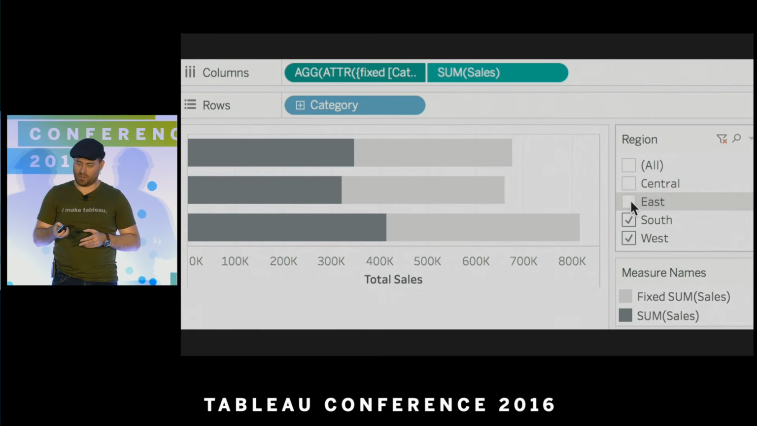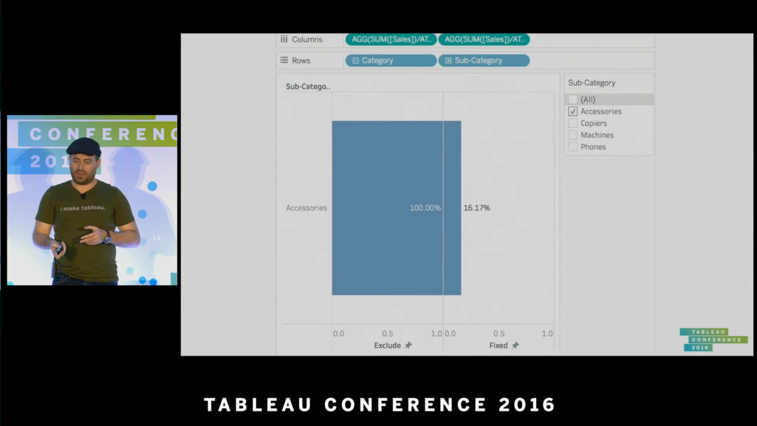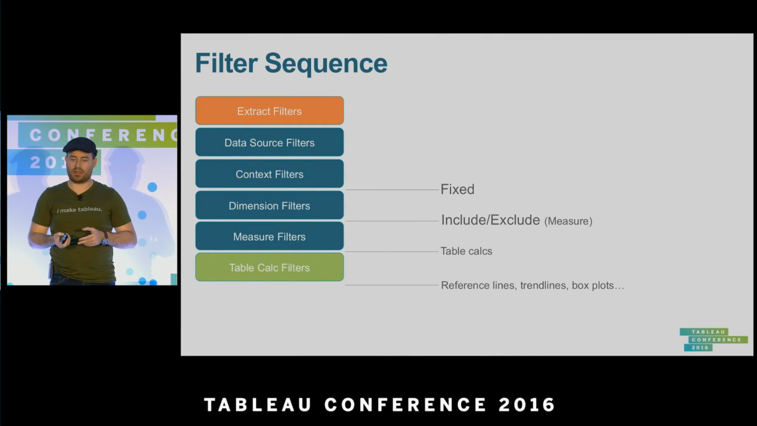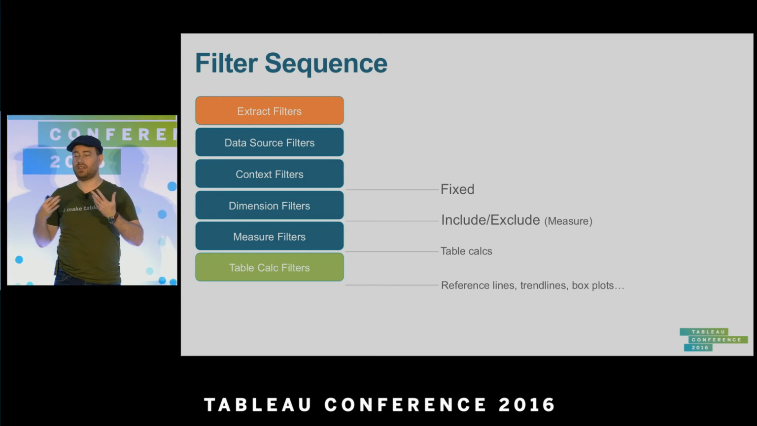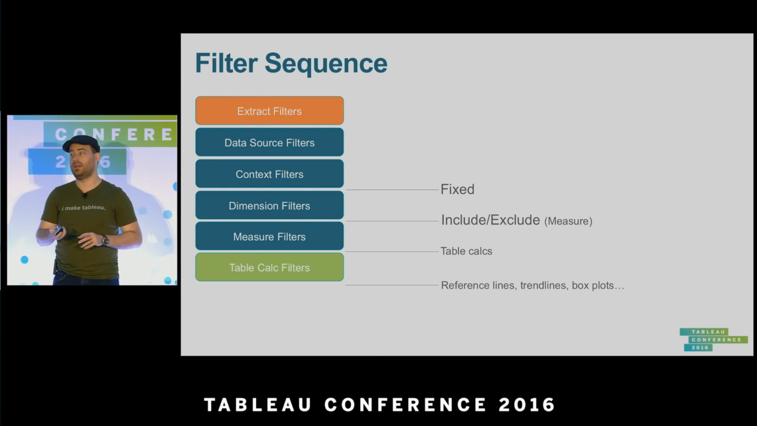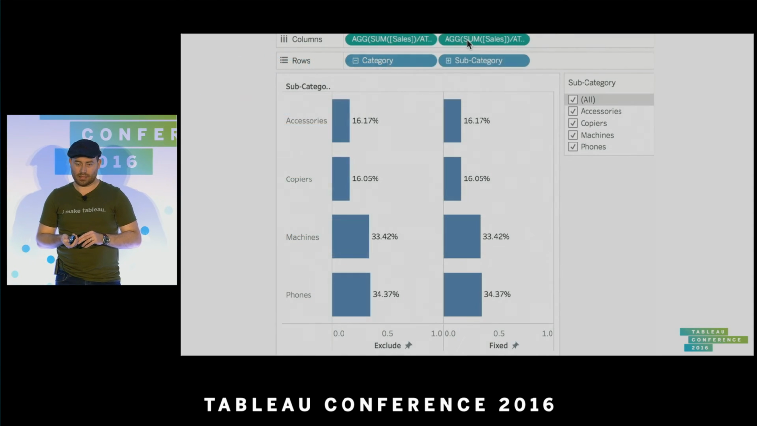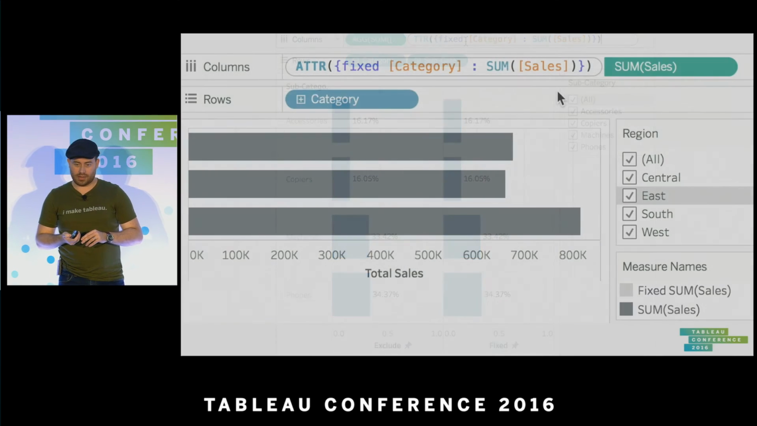And again, if we go back, if you really want fixed to be affected by the filters, since we talked about being able to take a dimension filter and promoting it to context, you just right-click on it in the filter shelf, say promote to context. Now your fixed calculations are also affected by the filters. Okay, let's go back.